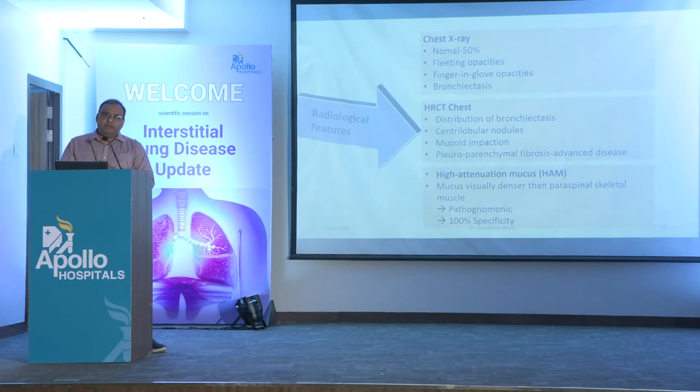Regarding radiology, the X-ray is most of the time non-specific. Either you get fleeting shadows, meaning one day the patient comes to you with right-sided opacity, and 1 week down the line the patient has left-sided opacities, and the opacities change their location as well as their characteristics. Finger-in-glove opacities and bronchiectasis are theoretically described. You may find them in a few situations, but CT scan is very sensitive in diagnosing this condition. So you have to look on CT scan for bronchiectasis, nodules, mucus, or pleuroparenchymal fibrosis, which is an advanced stage of this disease.